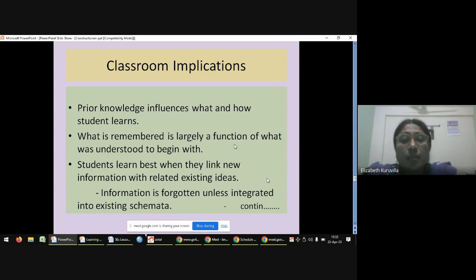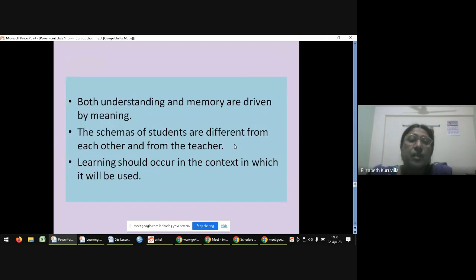Students learn best when they link new information with related existing ideas. That is, information is forgotten unless integrated into existing schemata. That is the principle stated by Jean Piaget, that the student assimilates and accommodates the new information. Both understanding and memory are driven by meaning. The schemas of students are different from each other and from the teacher. The schema means the mental structure, the thinking process of the students.